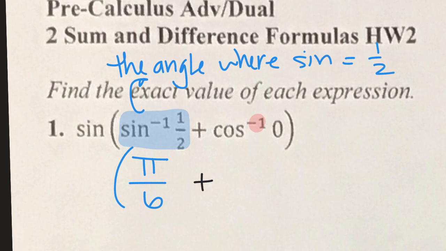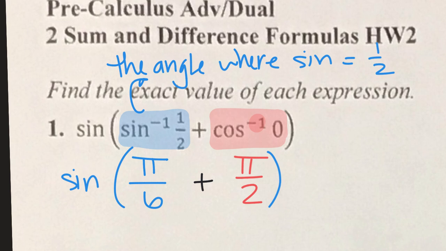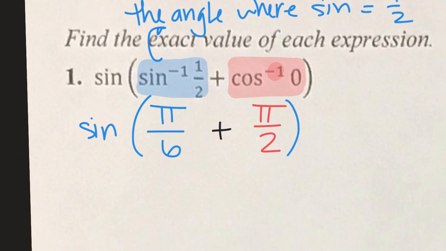The second one says, what is the angle where the cosine is 0? Thinking about our unit circle, we find that to be the angle pi over 2. So our problem is saying, what is the sine at pi over 6 plus pi over 2? Let's try and figure this out. There's a couple of ways. Let's see if we can just combine these two things first.